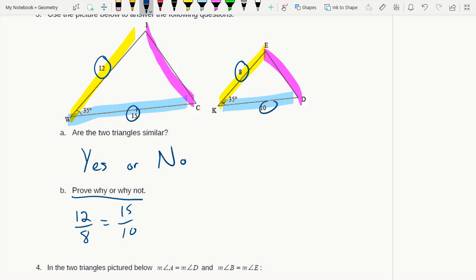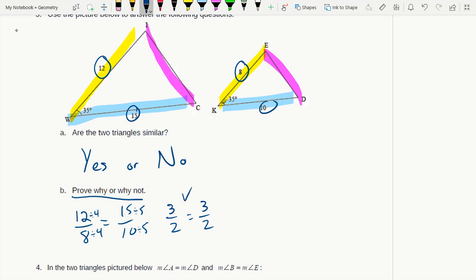You're welcome to do it on your calculator. If you're good at reducing fractions, you could do that. These fractions happen to reduce down to 3 over 2 and 3 over 2, right? Because I could divide that by 4, I could divide that by 4, I can divide that by 5, I can divide that by 5. If you're a fraction reducer, cool, you see that.